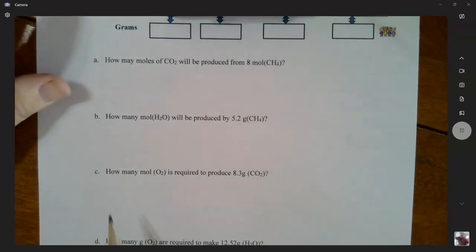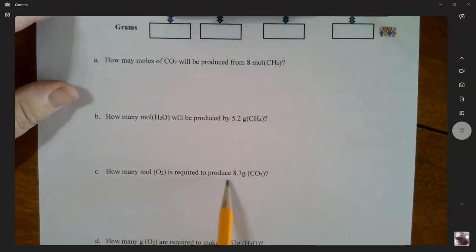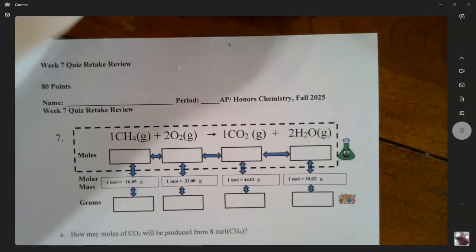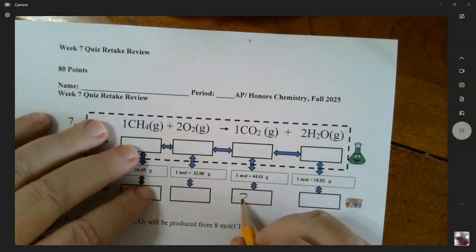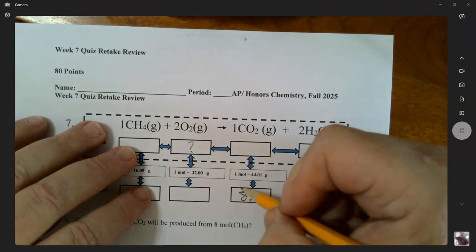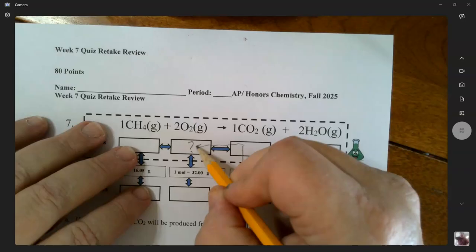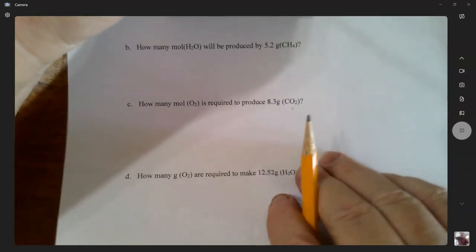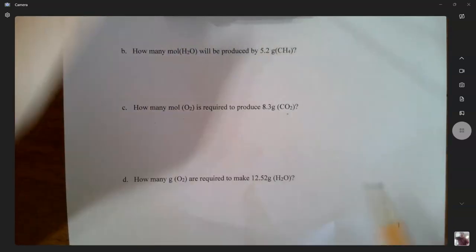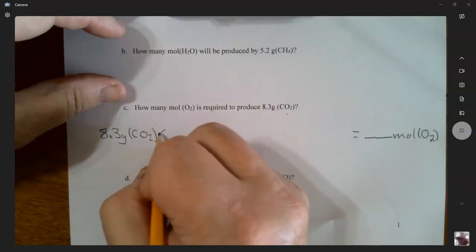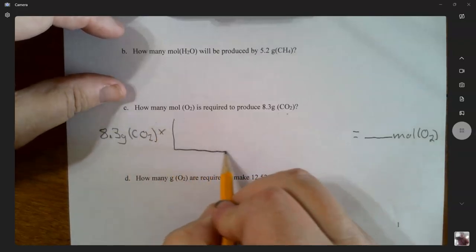Next up C. How many moles of O2 is required to produce 8.3 grams of CO2? So we're going to come up here. We have 8.3 in the grams of CO2. And how many moles of O2 is going to be up here. So we need 2 arrows, one up and one over. So that's a 2 conversion problem. So we'll come down and write our equation here. All right, 2 conversions is 2 boxes.